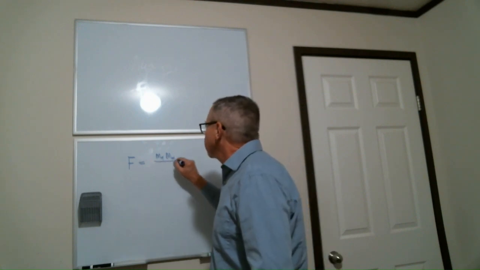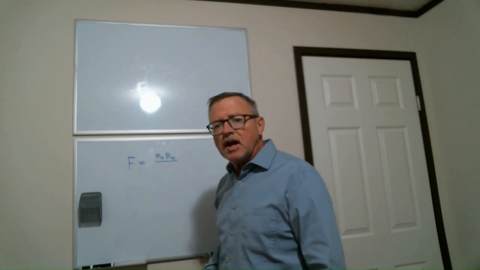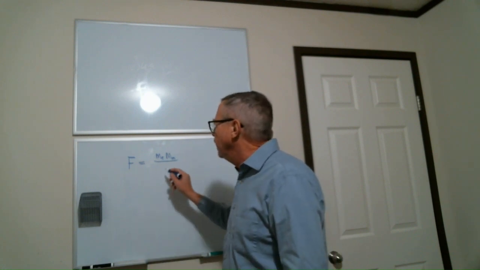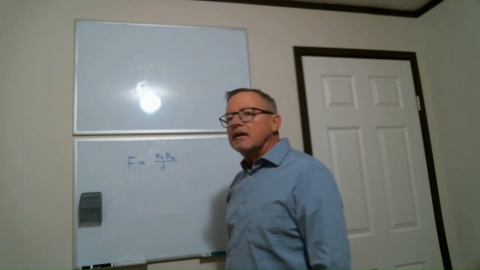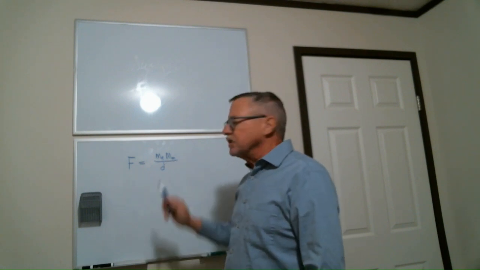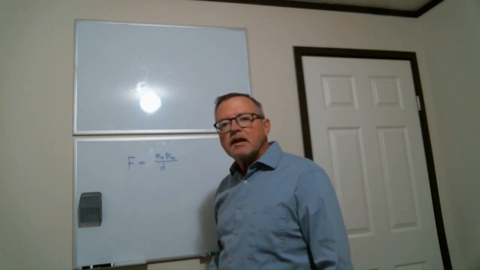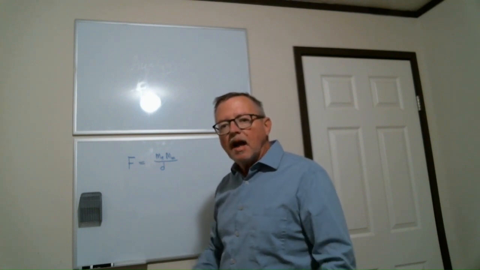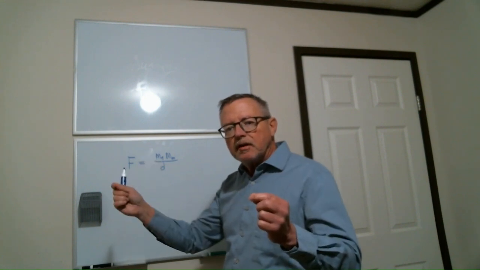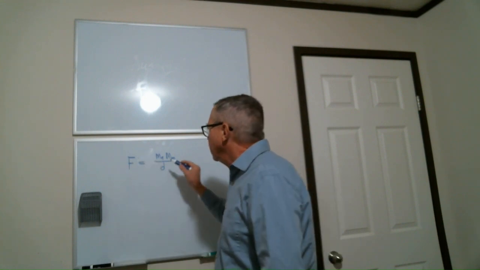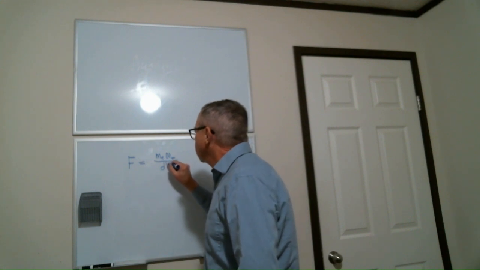Then I'm going to put this thing here, which is the division sign or a fraction here. And then I'm going to put a little d down here. And this is going to be the distance between the Earth and the moon. Not from surface to surface, but from center to center. That's going to be the distance. And then I'm going to square it.